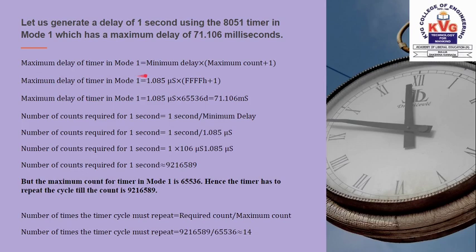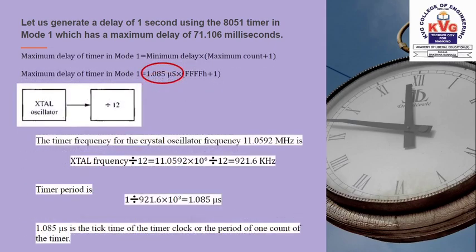So we need a delay of 1 second. The maximum delay of the timer in mode 1 is equal to minimum delay into maximum count plus 1. So this is the formula which we use. The minimum delay we have already calculated, and that is 1.085 microsecond.